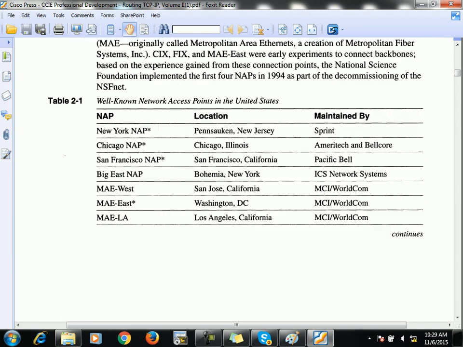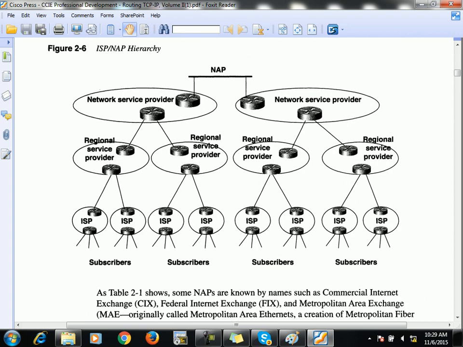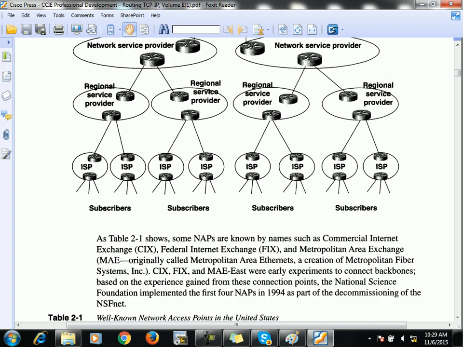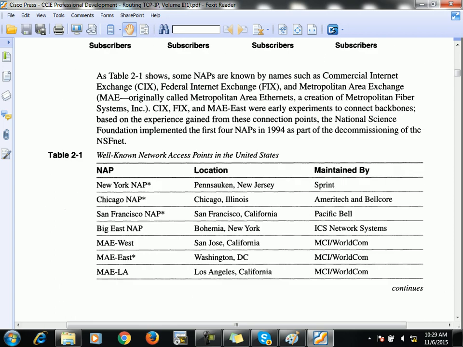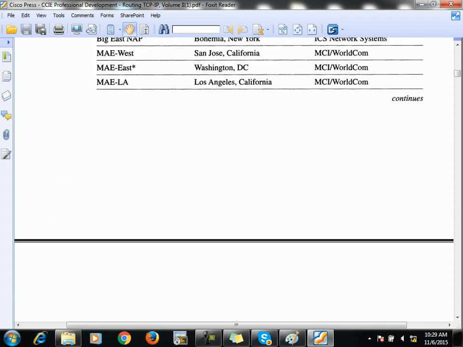You know, we have NAPs. NAP stands for network access points, and all these NAPs are in the US, and they are maintained by Sprint, Pacific Bell, ICS, MCI, WorldCom.